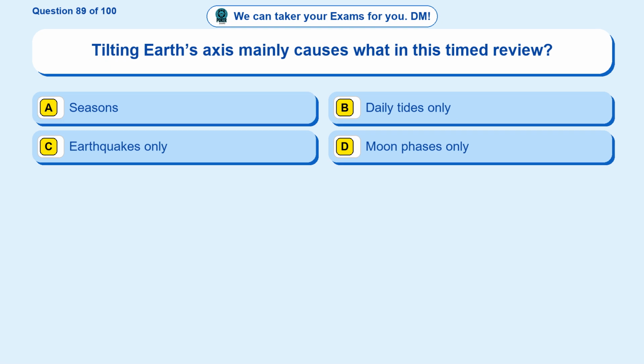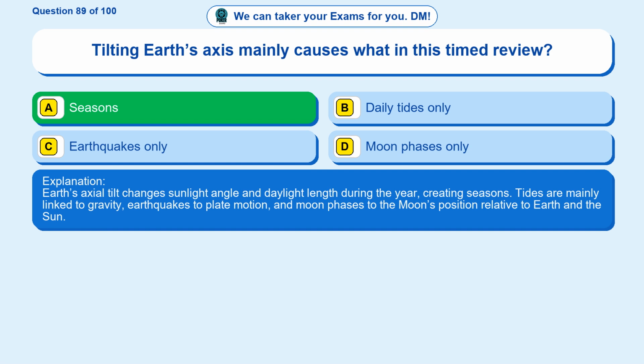Question 89. Tilting Earth's axis mainly causes what in this timed review? Option A, seasons. Option B, daily tides only. Option C, earthquakes only. Option D, moon phases only. The correct answer is option A. Seasons. Earth's axial tilt changes sunlight angle and daylight length during the year, creating seasons. Tides are mainly linked to gravity, earthquakes to plate motion, and moon phases to the moon's position relative to Earth and the Sun.